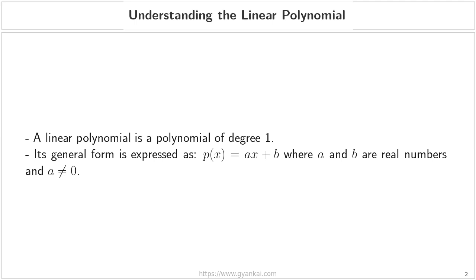If a were 0, the x term would disappear, and we would no longer have a linear relationship, but rather a constant one. Keep this in mind, because as we move to the next slide, you'll see how this specific structure is what creates the straight line shape on a graph.